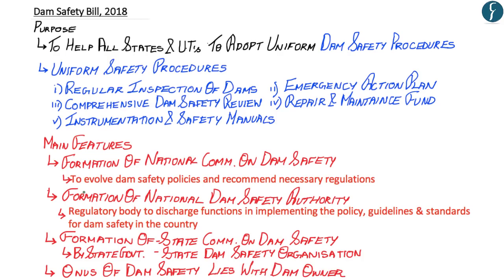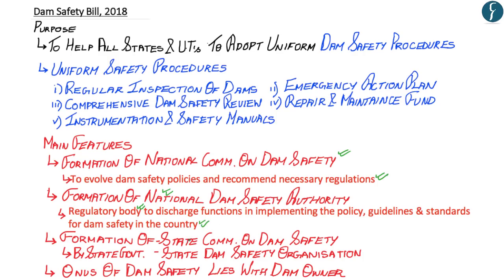Hopefully up till here you also understood the main features of the Dam Safety Bill of 2018, wherein it would lead to the formation of a National Committee on Dam Safety. And this National Committee on Dam Safety would evolve dam safety policies and recommend necessary regulations on dam safety. Moreover, the bill also leads to the formation of a National Dam Safety Authority, which would be a regulatory body which would discharge functions in implementing the policies, guidelines, standards for dam safety in India.